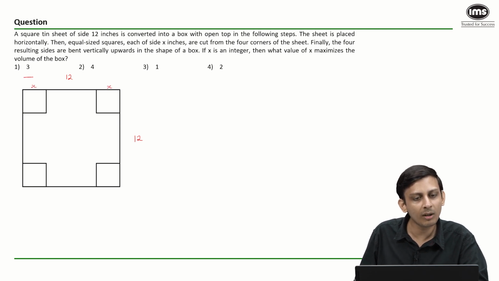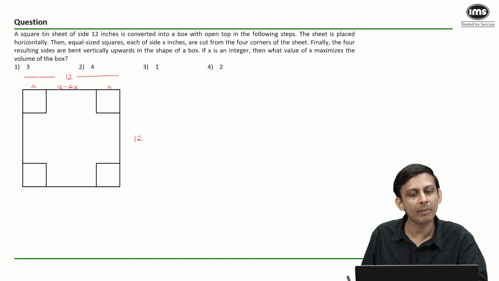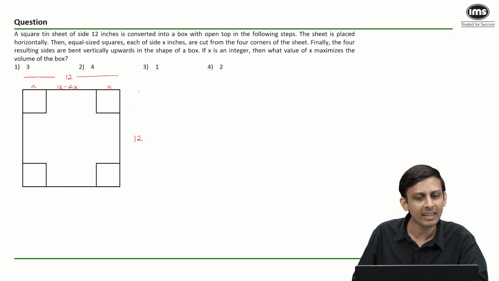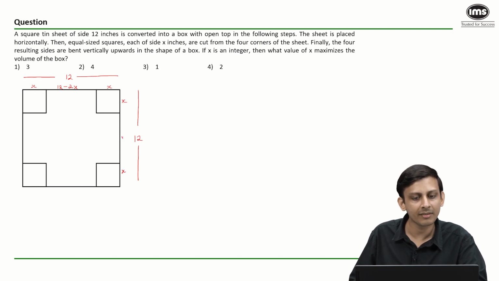Now see, if this total was 12, 12 minus x will give this as 12 minus 2x. Okay, 12 minus 2x. Similarly here, if we have this 12 as the total, and if this is x and this is x, then the middle value will be 12 minus 2x.